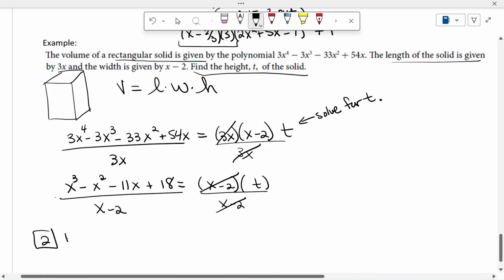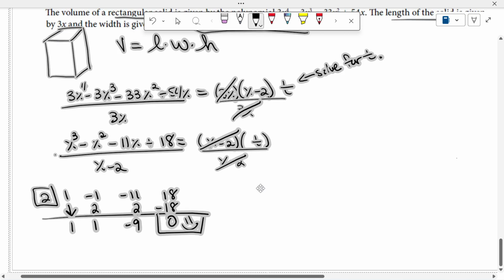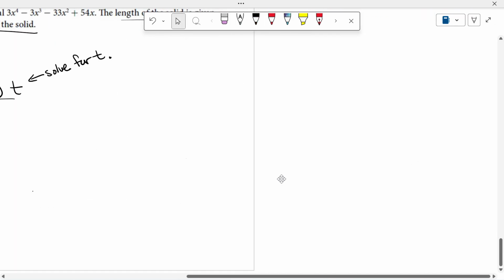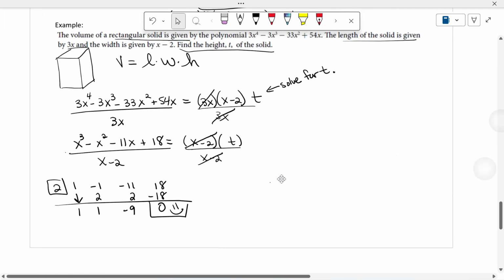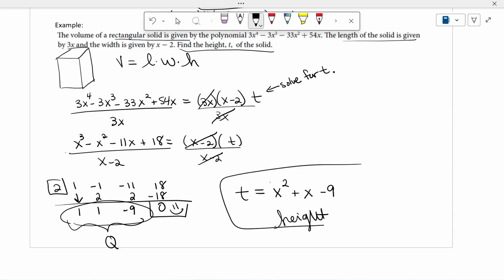2 goes in the box. 1, negative 1, negative 11, and 18. Like that. Remainder is 0, which means the only thing left on this side is t. Come on. T. There we go. My screen's very sensitive. Okay, so t will equal, and then what did I get when I divided those? I got this quotient right here. It was cubic. I took a linear piece out of it, so now I've got x squared plus x minus 9. This is the height. And we're done. Hopefully that made sense.